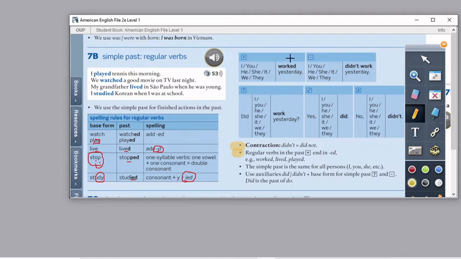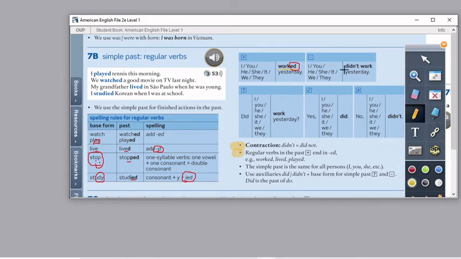Then these are the formulas in the affirmative, negative, questions, and yes, no, short answers. So, very simple. In affirmative sentences, the verb has the ed, all right? The verb has the ed in affirmative sentences. And you conjugate the regular verbs in the same form for all the subjects. I, you, he, she, it, we, they. It's the same.